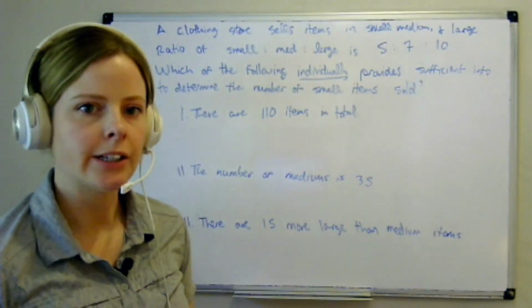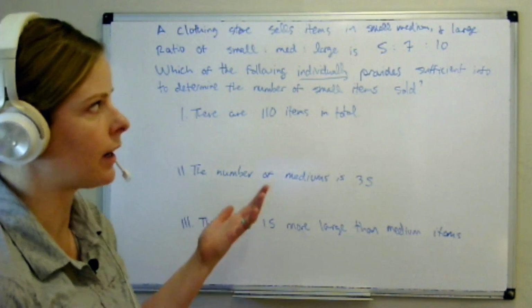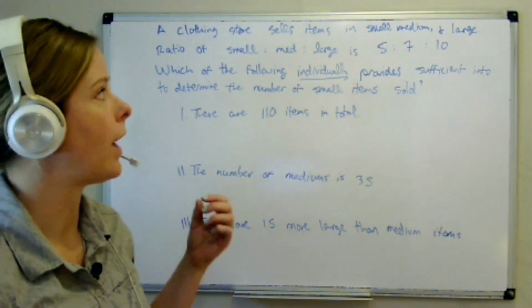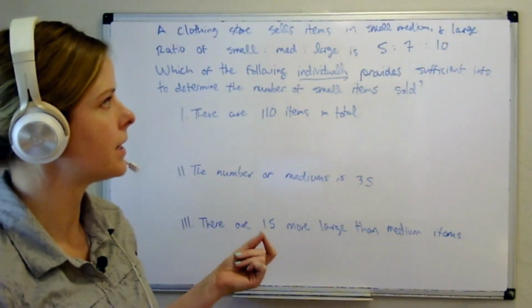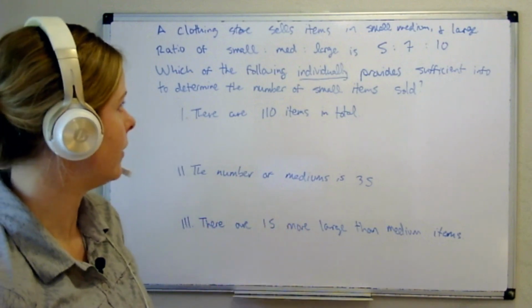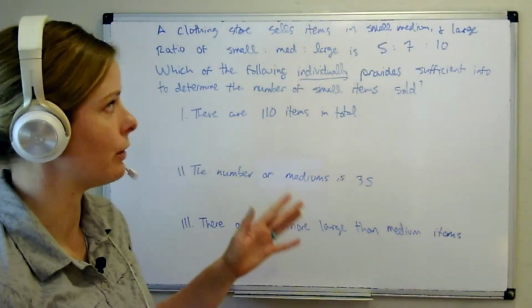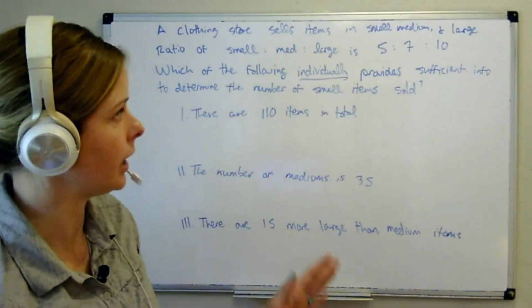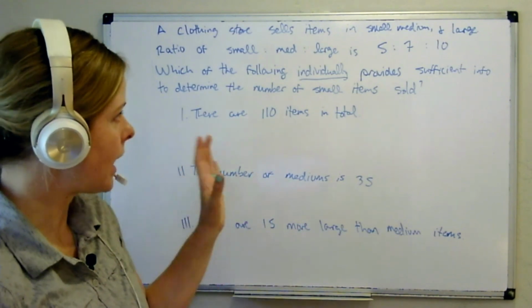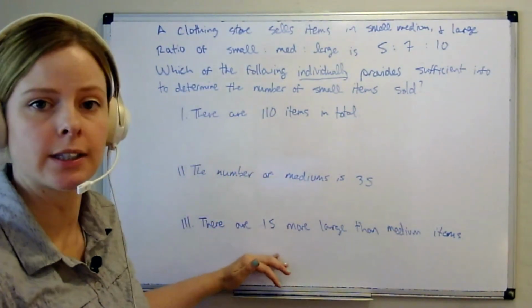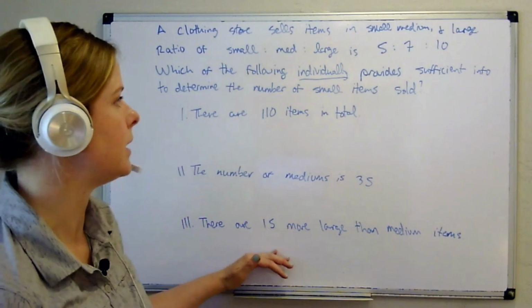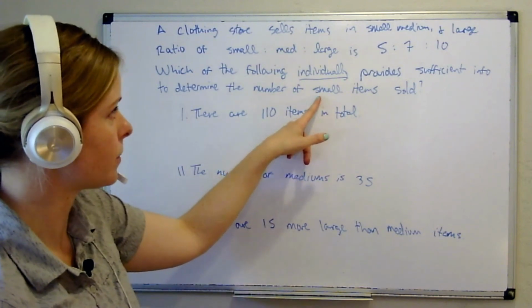All right, let's go ahead and talk through it. So here we've got another ratios question, and we are told that a clothing store sells items in small, medium, and large, and those items are sold in a ratio of 5 small to 7 medium to 10 large. So our task is to figure out which of these can individually tell us the number of small items sold.